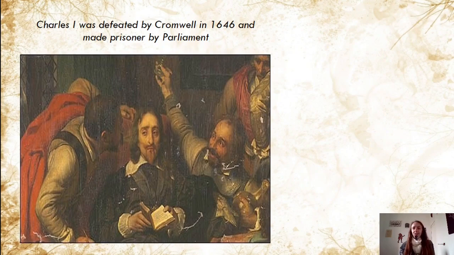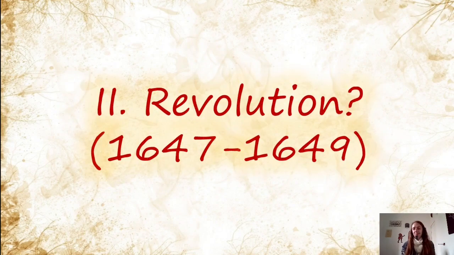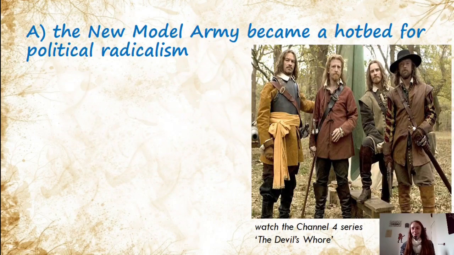Now, coming back to Charles, he was defeated by Cromwell's army in 1646 and he was made prisoner. He was forced to negotiate peace with his enemies, that is to say the Parliament, of course, but those enemies were divided themselves and didn't quite know what to do with dear old Charles. This leads us to the question of revolution.